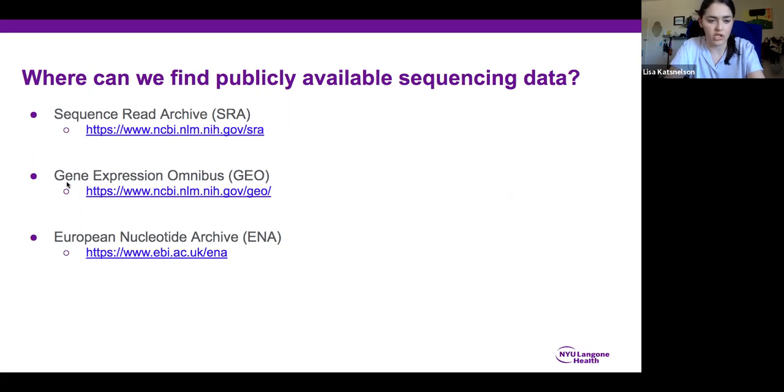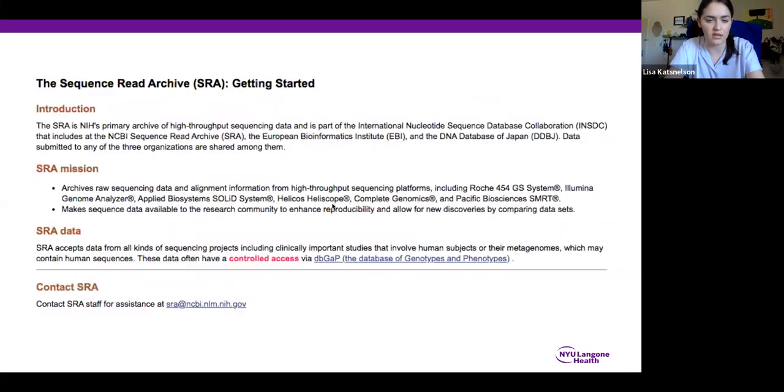Another place that you can go is the Gene Expression Omnibus, which is GEO, or the European Nucleotide Archive, ENA. There's a lot of different places where you can find publicly available data. The NYU Core has a bunch of data. There's a lot of other consortiums that have data like TCGA, CPTAC. But today we're going to focus on SRA. And basically it's just a large repository for sequencing data that's publicly available. The main mission of the SRA was to make sequencing data available to the research community, to enhance reproducibility and allow for new discoveries.